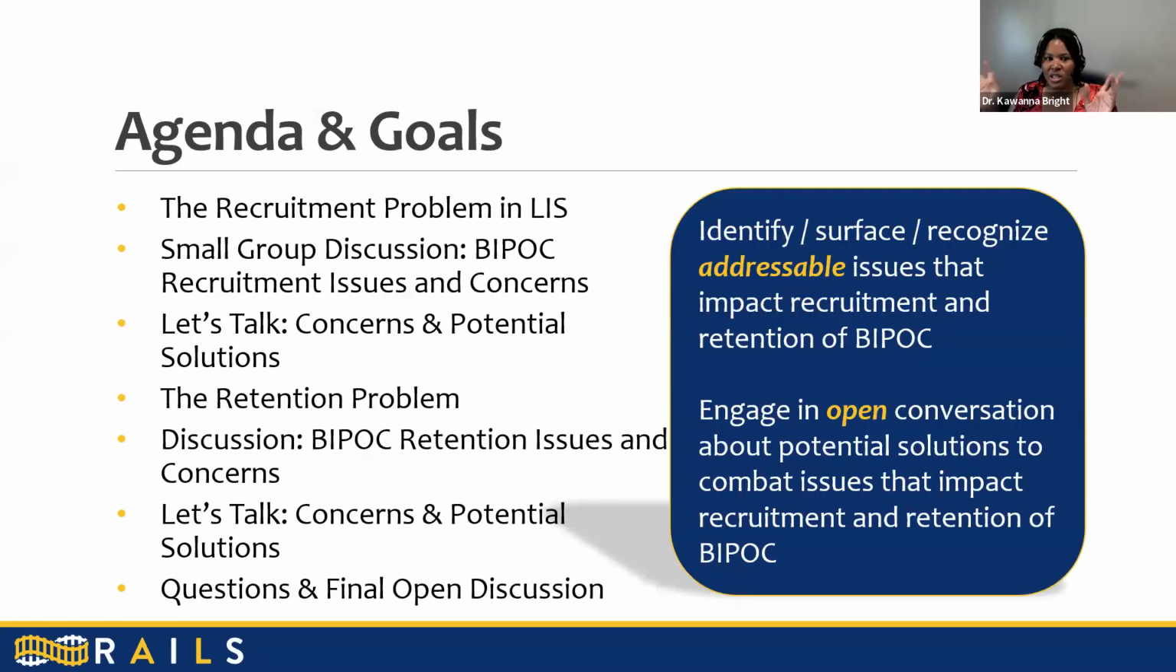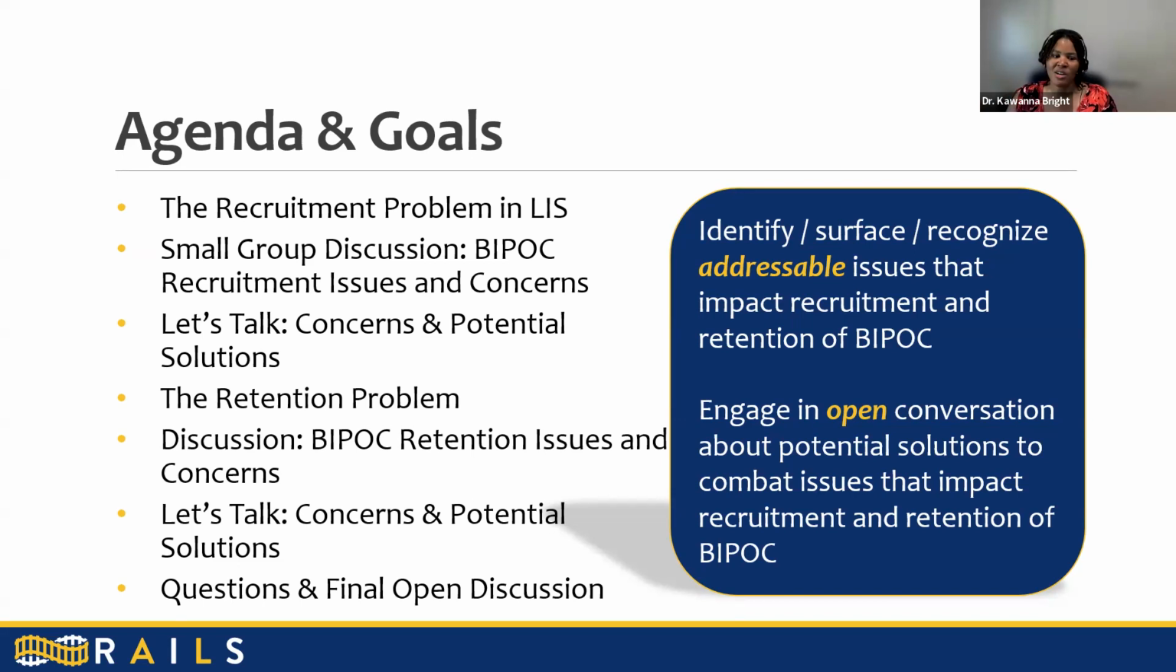So for today, our agenda, our goals, we're going to talk about the recruitment problem. We're going to have some small group discussion about BIPOC recruitment issues and concerns. And we're going to spend a little time sharing out and talking about what those concerns are and what we're hearing. Some potential solutions are going to be shared as well. Then we're going to switch over and talk about the retention problem and then have another discussion about retention issues. And then we're going to talk about those concerns and potential solutions. And then hopefully there will be time for questions and final open discussion. But I usually encourage you all to have that level of discussion throughout the process.